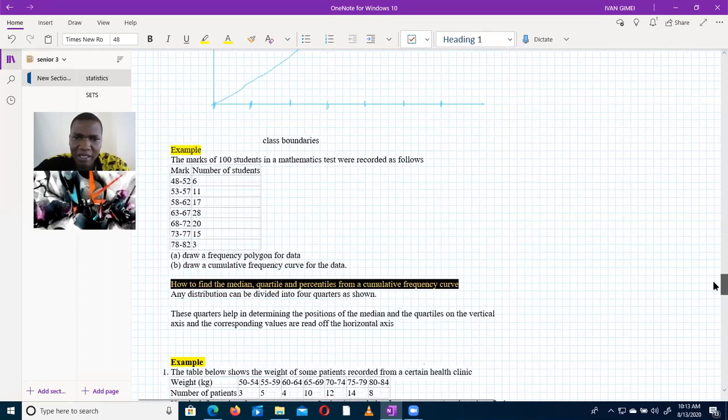Then we also went ahead and looked at how do you find median, quartiles. I think at your level percentiles are not there, according to your syllabus. This is in Form 5. Median and quartiles using a frequency, cumulative frequency curve.